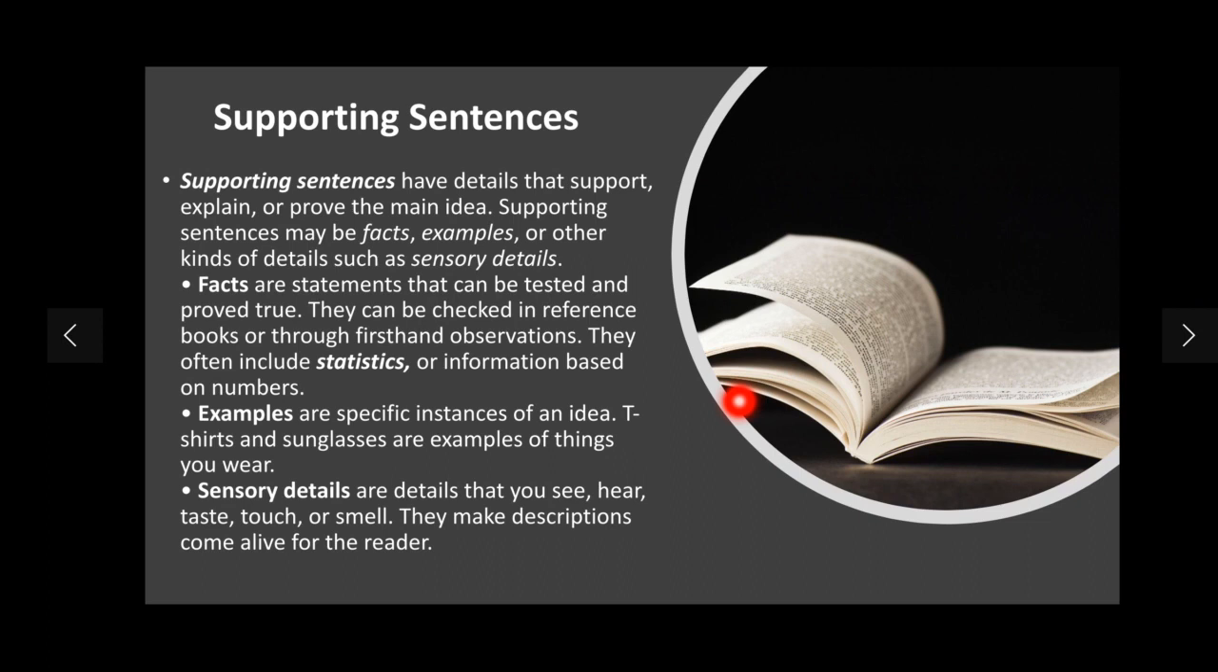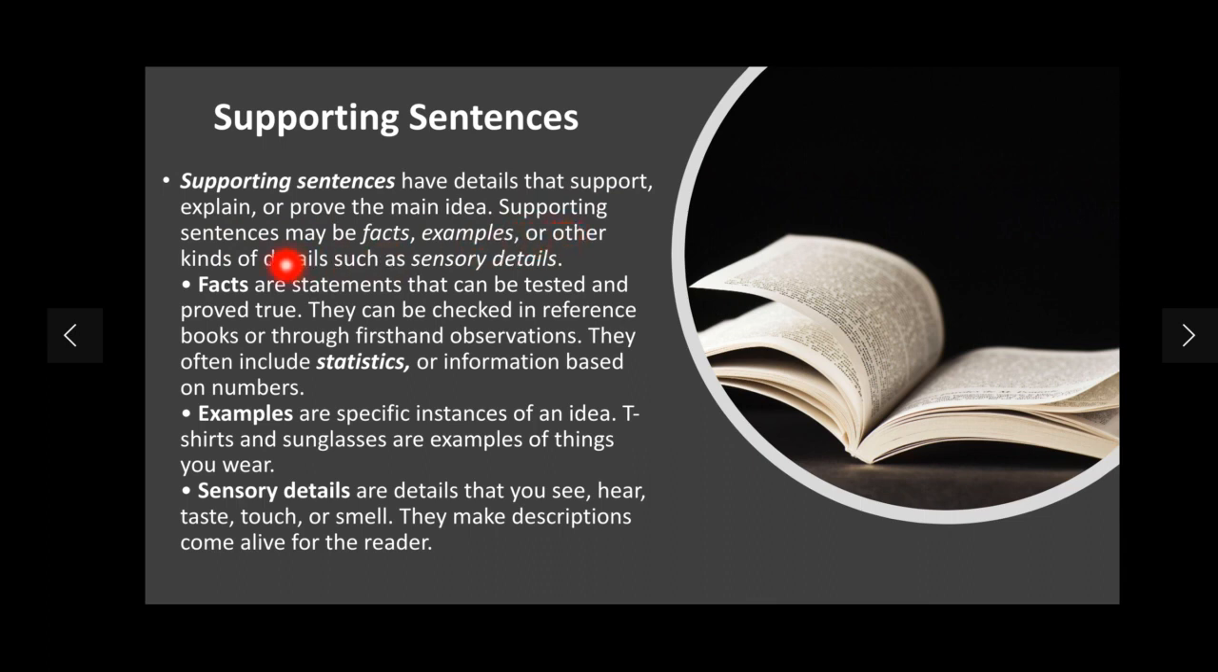In the previous slide, we talked about main idea and topic sentence. Here we will talk about supporting sentences. What are supporting sentences? Supporting sentences have details that support, explain, or prove the main idea. So if a main idea is given in a topic sentence, then the explanation of the main idea would be given in the supporting sentences, right? Details that support, explain, or prove the main idea.